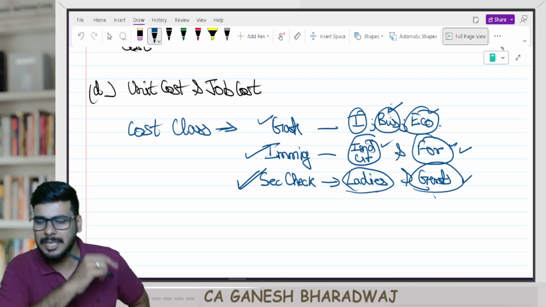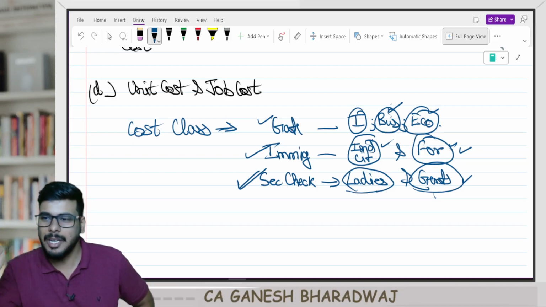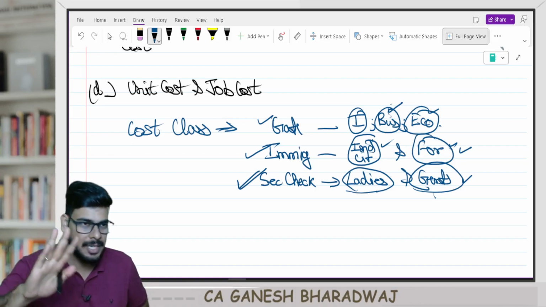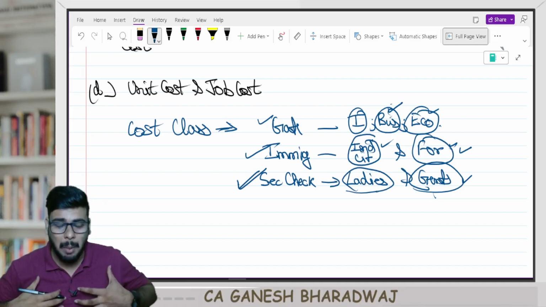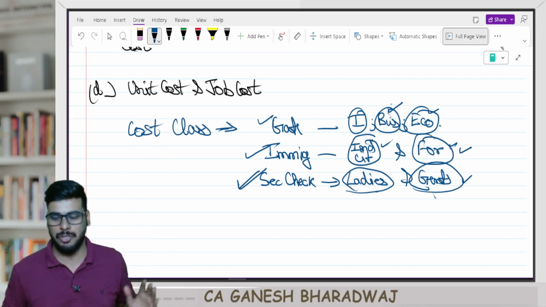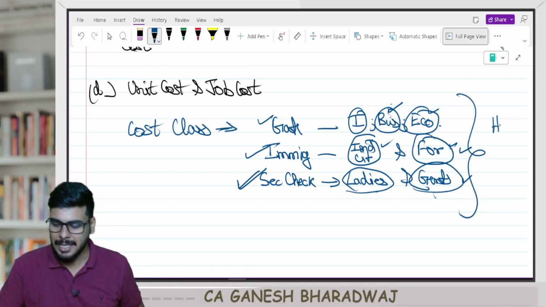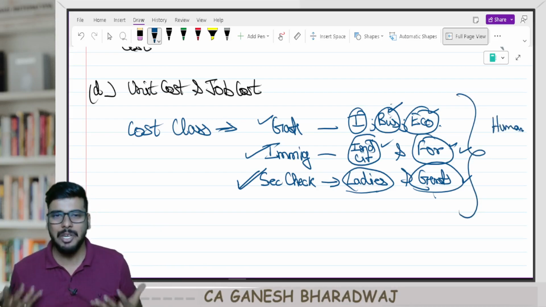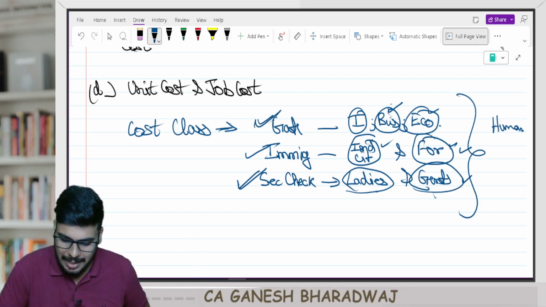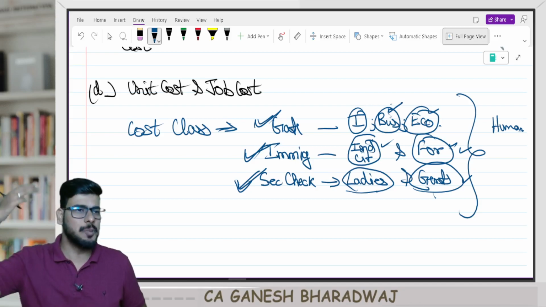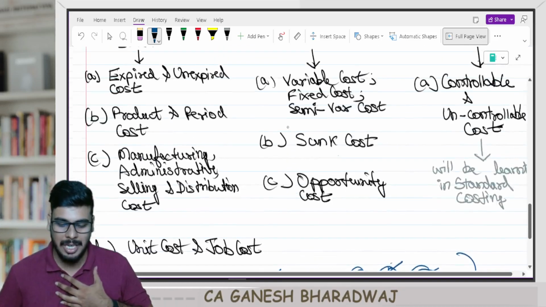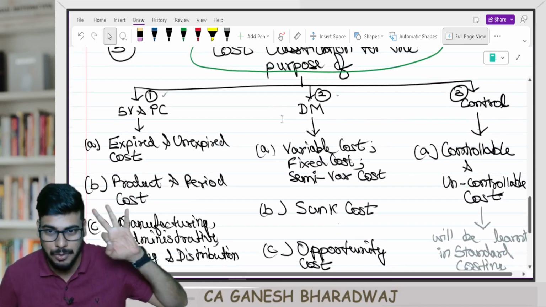Or in other words, can I say, classification is always done based on the objective that you want to achieve? The purpose that you want to achieve defines the kind of classification you make. In all these cases, it is human beings only. But why are we looking at human beings in these different ways? Because there are different objectives to be achieved. Similarly, in our subject, costing, we have 3 objectives to fulfill.